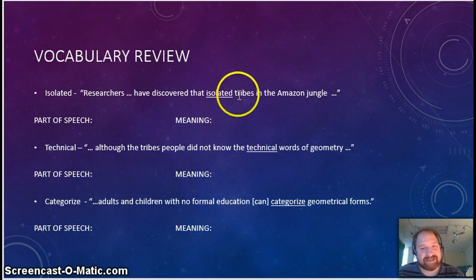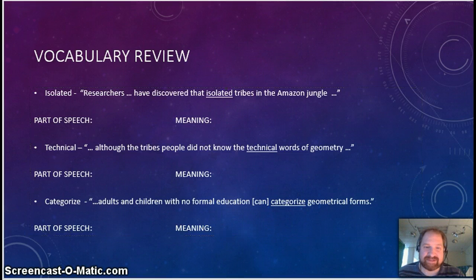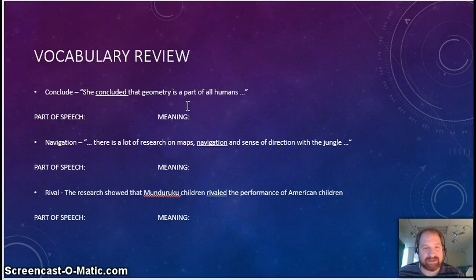So our words here, isolated. Here we're using it as an adjective. You can make it a verb if you say isolate. Technical, an adjective again, like technology. Categorize, verb. We put things into groups. Conclude, verb. Put it at the end of a sentence, the end of something to show this is the ending. Navigation, there's a noun, the act of going from one place to another.